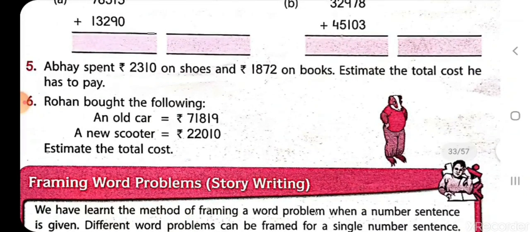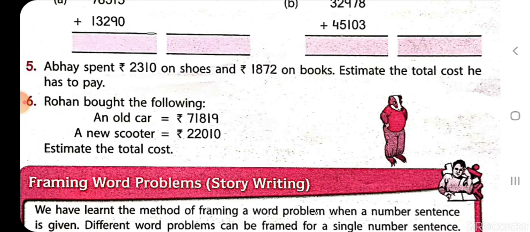First of all, what will we do? We will estimate the amount of money spent on shoes. Then we will estimate the amount of money spent on books. Then we will add. Here they have asked only about the estimated value, not the actual value. In the previous sums 3 and 4, you had to do actual and estimated both. But in this sum, you have to show only the estimated value.